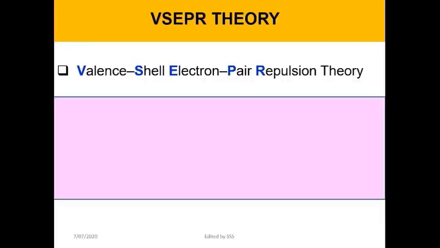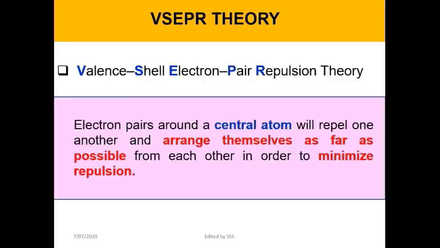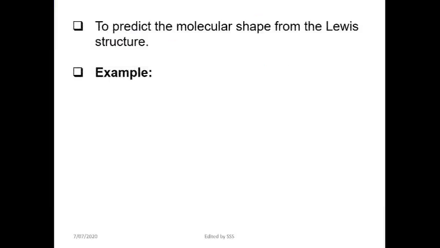VSEPR theory stands for valence shell electron pair repulsion theory. VSEPR theory says that electron pairs around a central atom will repel one another and arrange themselves as far as possible from each other in order to minimize repulsion. VSEPR theory is also known to predict the molecular shape from the Lewis structure.